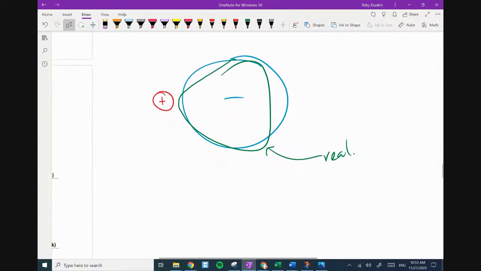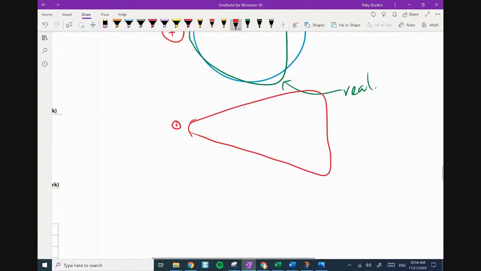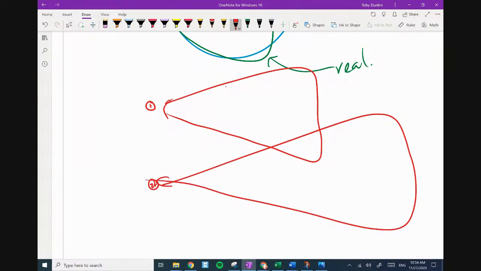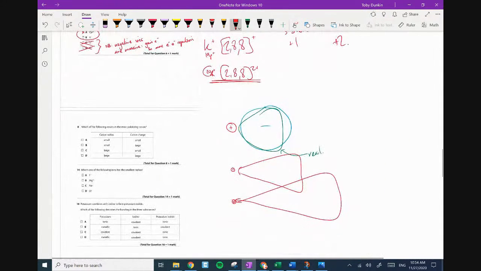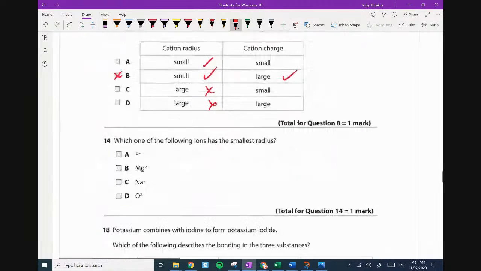They just don't exist. But if you want to polarize it more, what you want is smaller. If you're smaller, then you will have a much bigger polarizing effect. But also you want to amp up the charge as well. If you could do that as a 2+, holy moly. It's probably going to become covalent at that point. So we want small and highly charged. Radius small, charge large. The answer is B. I like it.